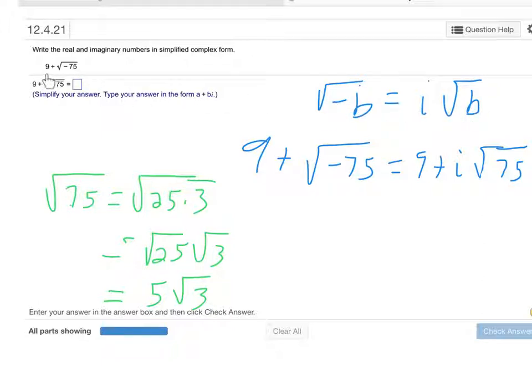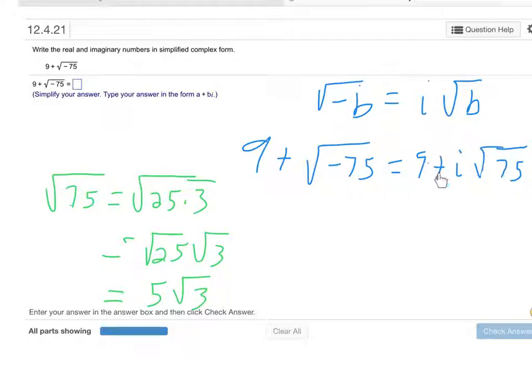So we want to apply that to the square root of negative 75. So you have 9 plus square root of negative 75, so that's going to be 9 plus i square root of 75. So the minus becomes an i, and b is a positive. Okay, so I apply the definition.